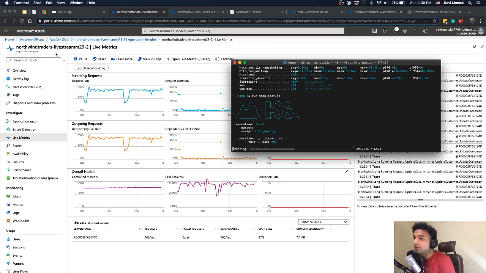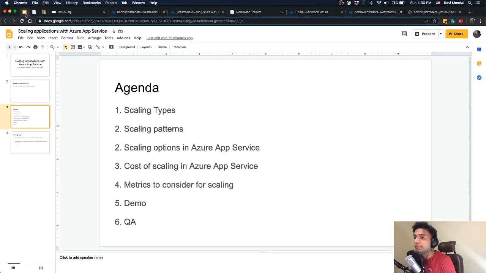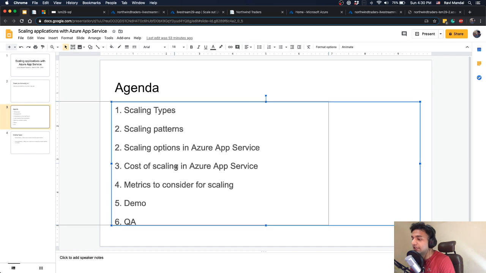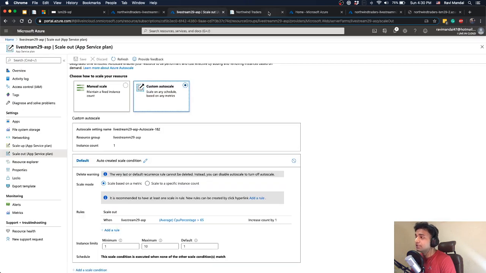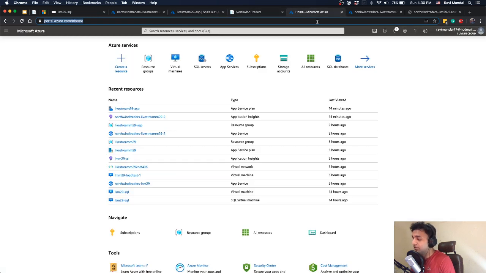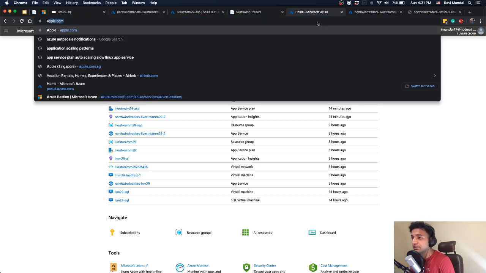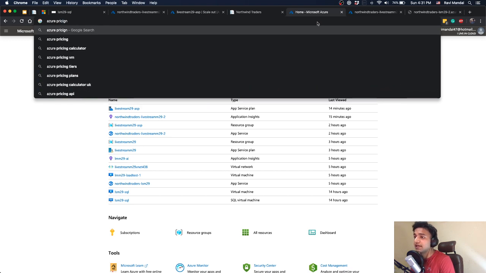But for now, let's move to another topic for around 2 minutes. I'll talk about the pricing in this case. So we'll talk about the cost of scaling in Azure App Service. If you're new to Azure, you should know that the cost is according to how many hours you use. So I'll just look at the Azure pricing calculator.